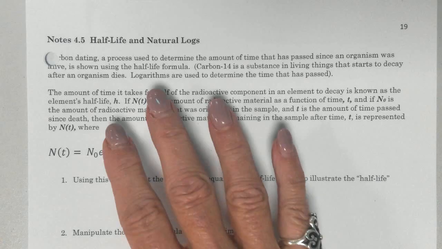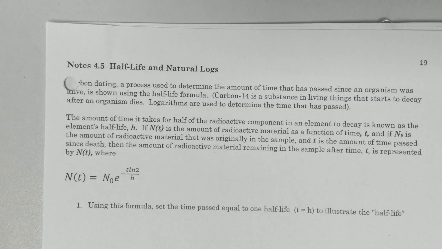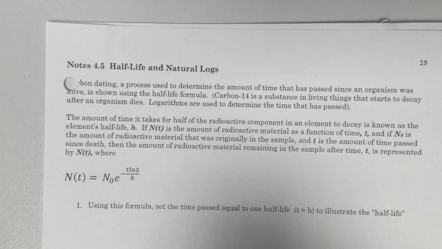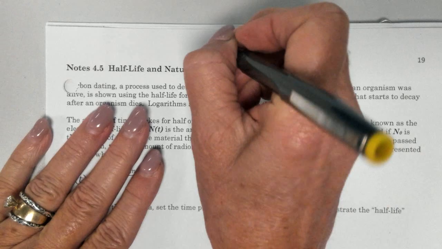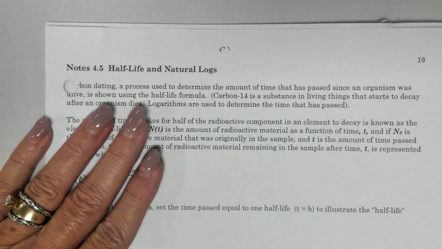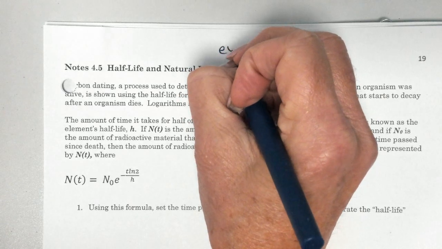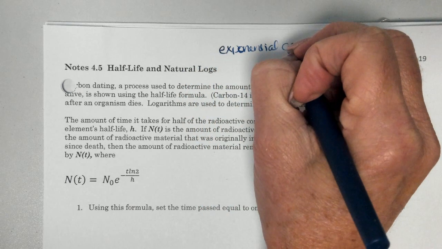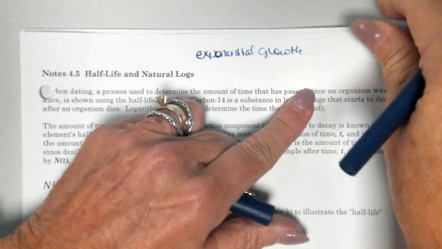Today's lesson over half-life and natural logs, it's really decay, all right? We've done exponential growth before, and that's when your base number is greater than 1. So exponential growth, that one is no bueno. Let's do exponential growth. The base number is greater than 1.